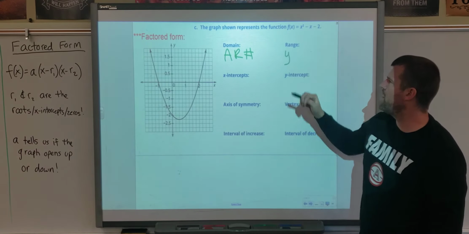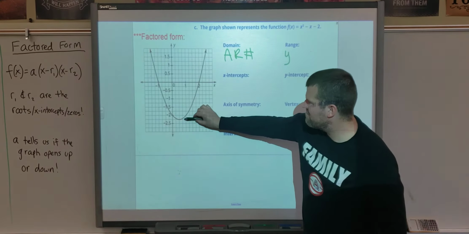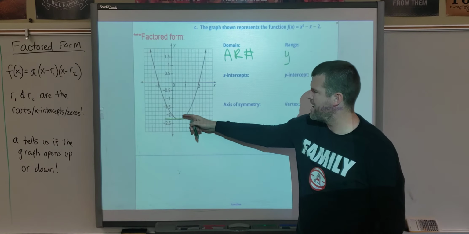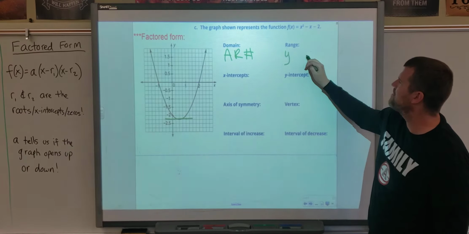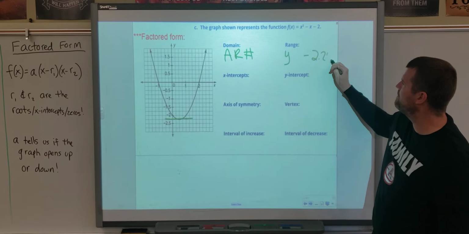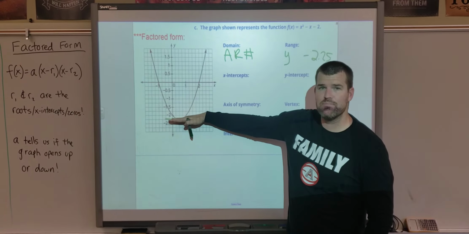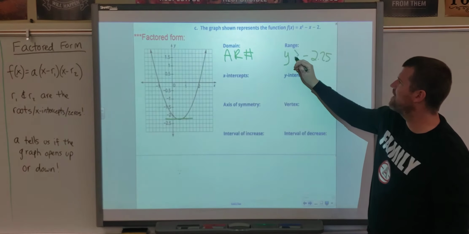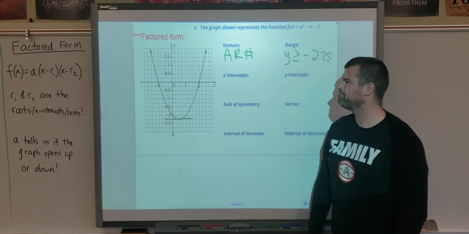Range is always y is greater than or equal to, or less than or equal to. And we go to this graph, and the lowest that it goes is right here, which is halfway between -2 and -2.5. So that's going to be -2.25. And we know that every y value on the graph is at that point or above. So every y value is greater than or equal to that -2.25.